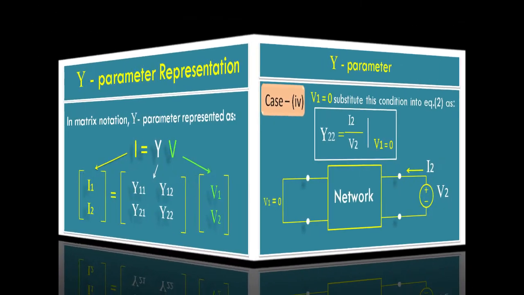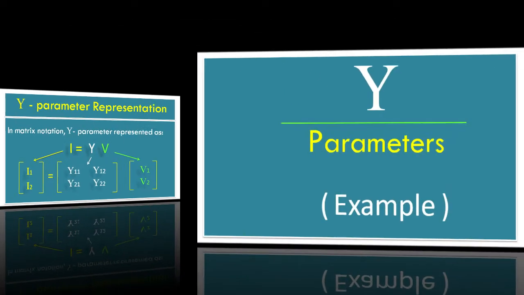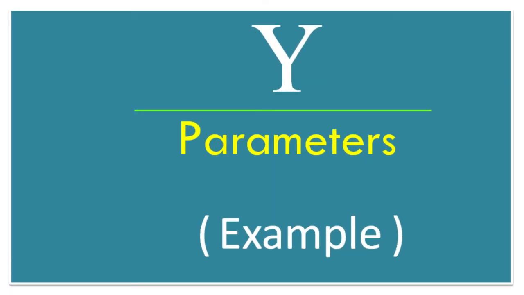The short circuit admittance parameters of two-port networks in matrix notation are represented as current I is equal to admittance into voltage, where currents I is equal to I1 and I2, admittance is Y11, Y12, Y21 and Y22, and voltage is V1 and V2 respectively. We just studied important cases of short circuit admittances. Let's solve an example on the same.